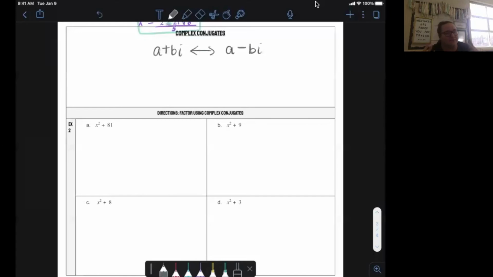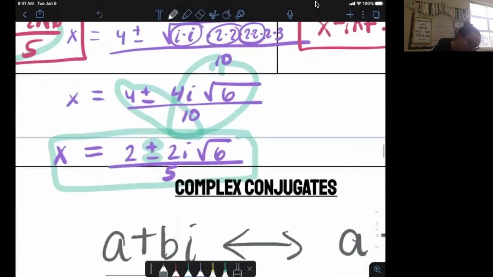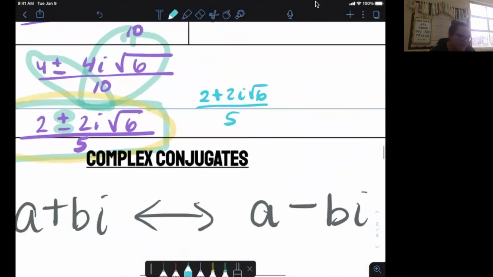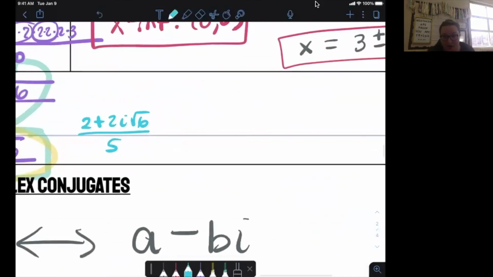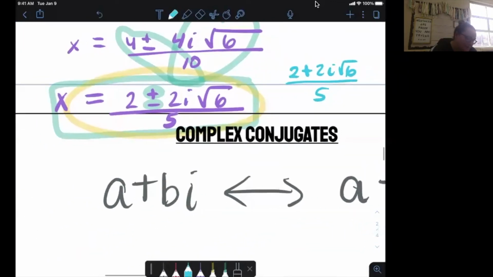And that should make sense to you, because in all of our problems where we had i, our imaginary number, there's a pair of numbers. We have 2 plus 2i root 6 over 5. And then what is its complex pair? Its conjugate would be 2 minus 2i root 6 over 5. And we got those 2 answers by using the quadratic formula.